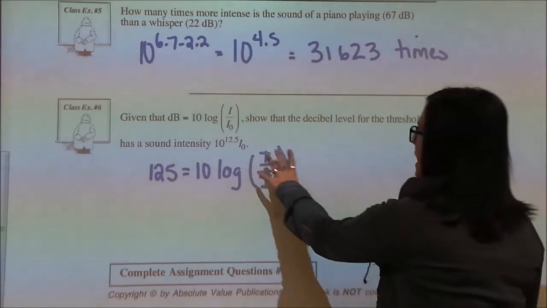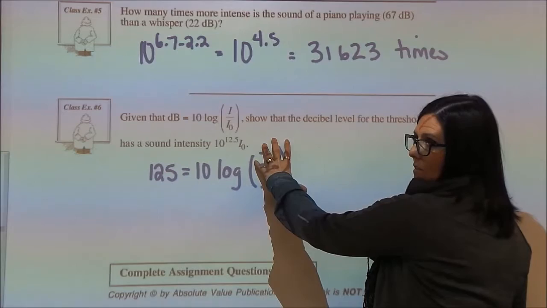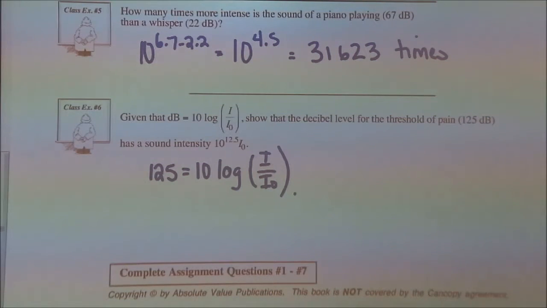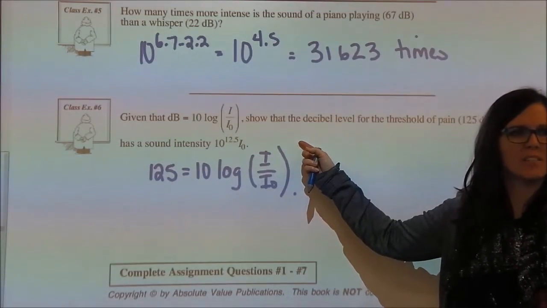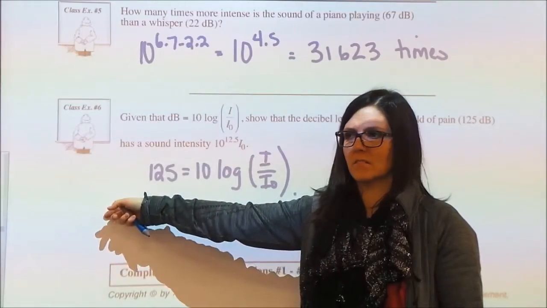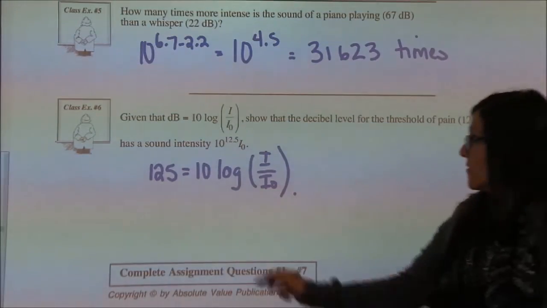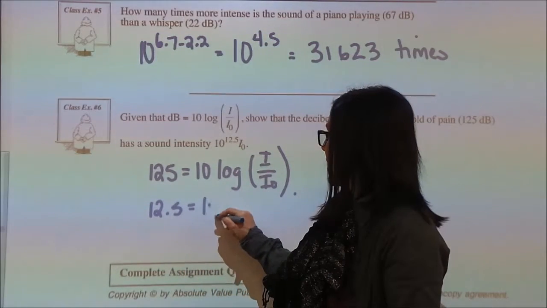If I wanted to isolate what was in this bracket here, how would I do that? What would I do first? Divide by 10. I could exponent, but if I exponent, I'm just going to start to complicate things. What can I do instead? Divide. I can move it over to the other side. So if I divide both sides by 10, I get this.